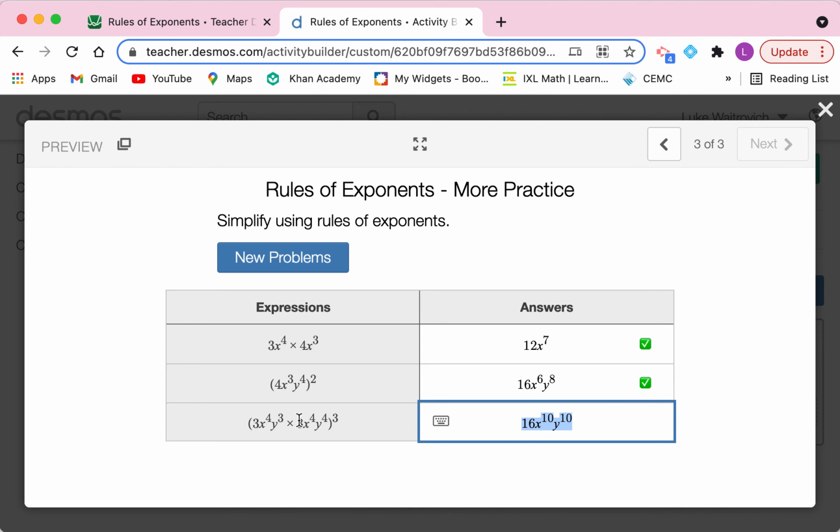All right. And then let's see here. 3 times 3 is 9. Raise that to the 3rd power is 729. Add my x's together to get x to the 8th. Times that by 3. That's 24. Y. So let's see here. Y cubed times y to the 4th is y to the 7th. Times that by 3. 21. Cool. And so that's how we do some rules of exponents, and we simplify them.